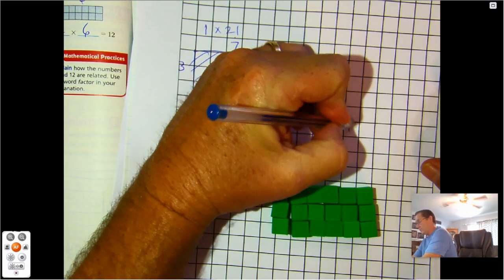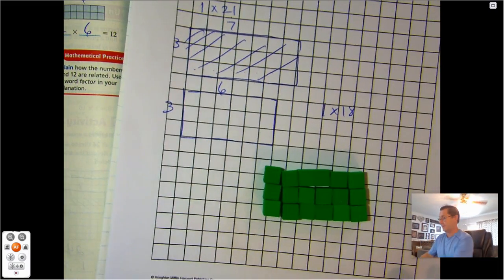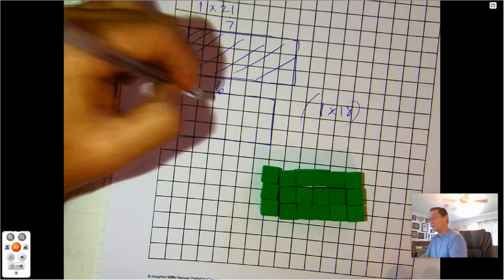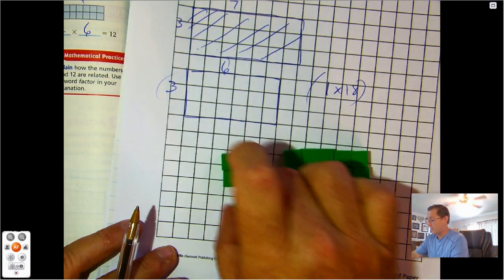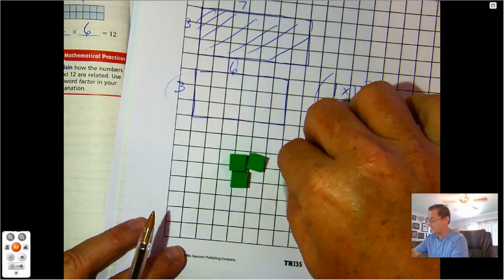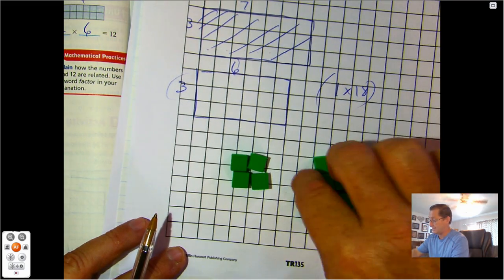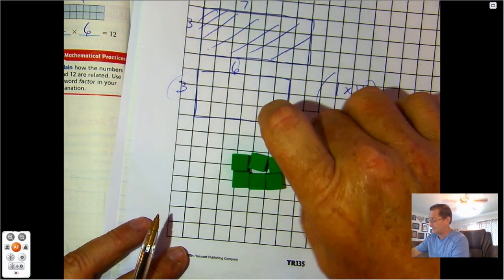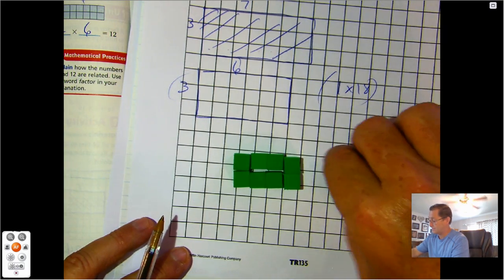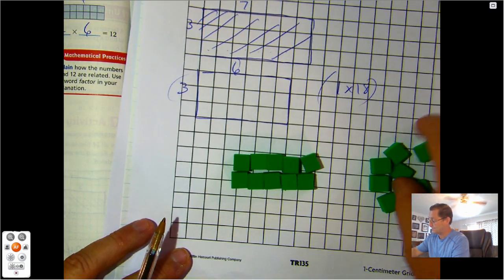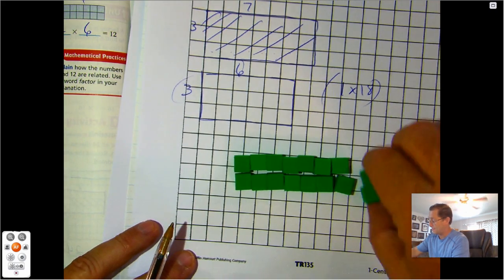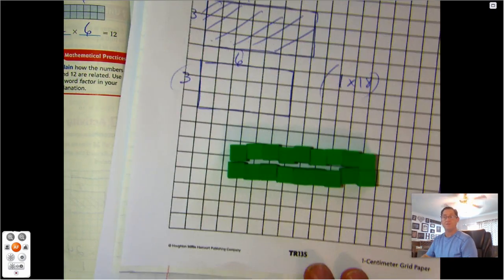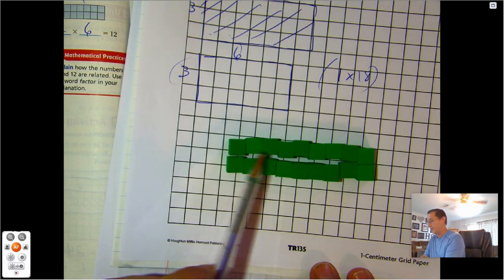I know 2 will work because 18 is even. So how many rows of 2 should I have? I should have 9. 2 times 9 is 18. Okay, let's just prove that. Okay, I've used all the cubes and I have 3, 6, 9. So a 2 by 9.